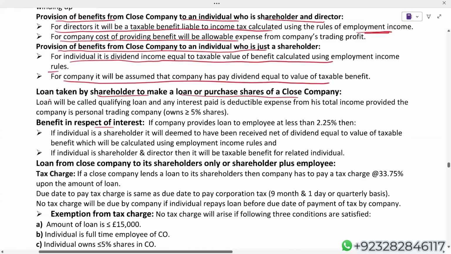Benefit in respect of interest: if a company provides a loan to an employee at less than 2.25%, and the individual is a shareholder, he will be deemed to have received a dividend equal to the value of the taxable benefit, calculated using the employment income rules. If a closed company has given a beneficial loan to someone who is just a shareholder, we will simply calculate the taxable benefit using employment income rules. We'll use the average method and the accurate method, whichever gives the lower taxable benefit. That lower taxable benefit will be treated as dividend income for the shareholder. If an individual is a shareholder and director, then it will be a taxable benefit for the related individual.